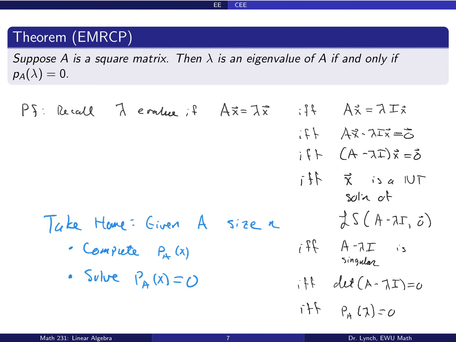So here's the take-home message. If we have a square matrix of size n and you want to find the eigenvalues, first find the characteristic polynomial, p sub A of x, then find the roots of that characteristic polynomial. So solve p sub A of x equal to 0.